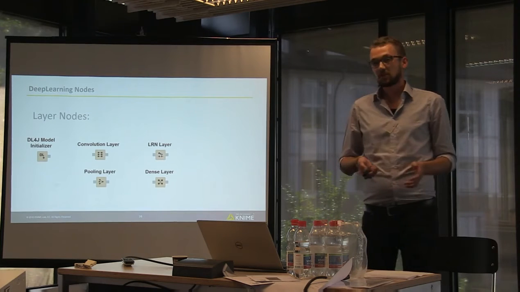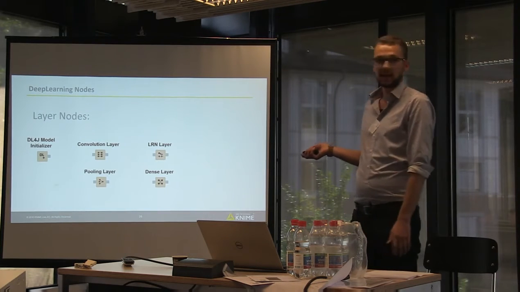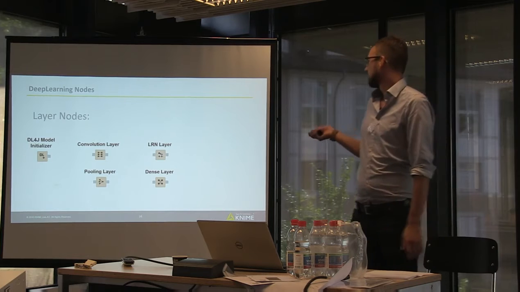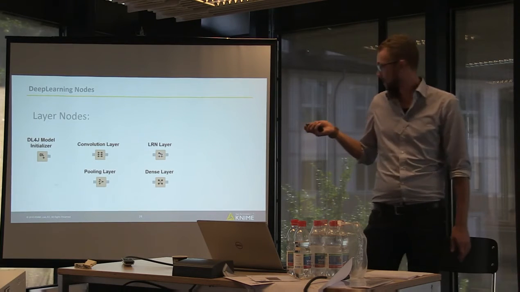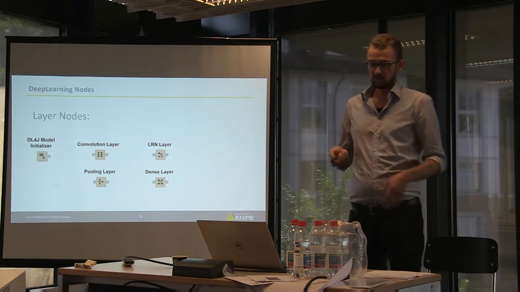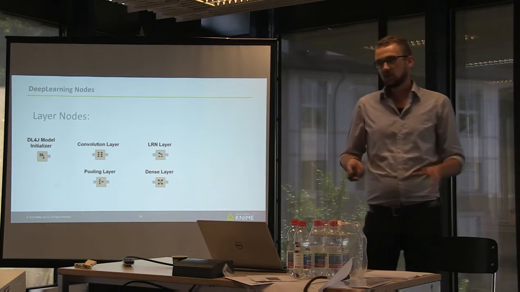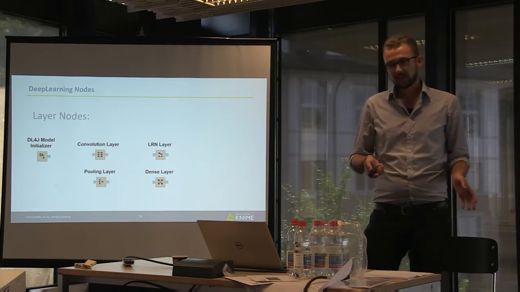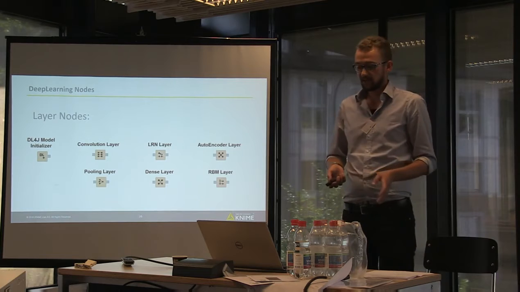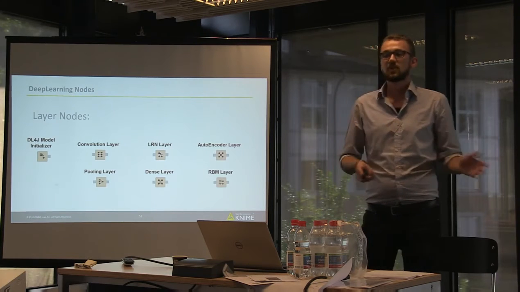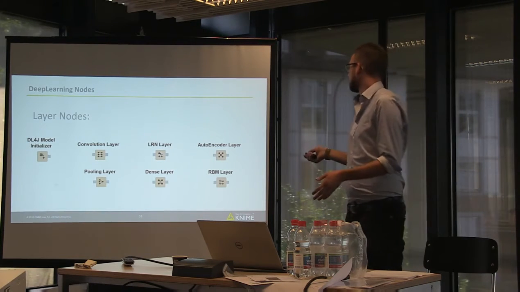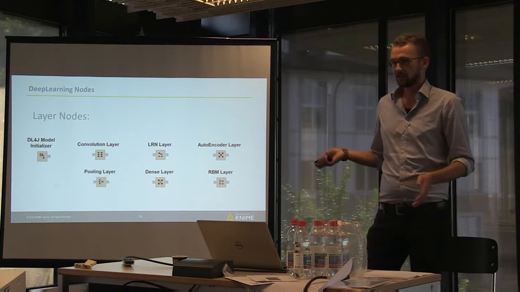Then we have nodes for convolutional networks: a convolutional layer, a pooling layer, then one special thing, the local response normalization, which is used in some more sophisticated architectures. And then we have a dense layer, which you can also use to create multi-layer perceptrons. We also have some layers which are trained unsupervised, for example the autoencoder or restricted Boltzmann machine.